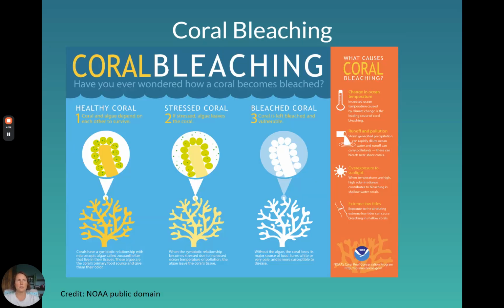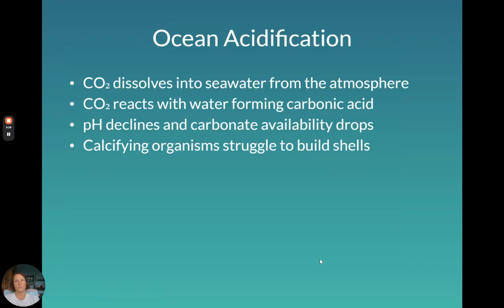We'll look at this again next week, but this is just showing essentially a healthy coral, a stressed coral, and a bleached coral. And you can pause here and read all of it if you'd like to, but what causes coral bleaching in general is increase in temperature, runoff and pollution, and overexposure to sunlight. So if we have more solar radiation than normal, that can cause coral bleaching as well. Extreme low tides can actually cause overexposure to sunlight. So these things all work in conjunction with each other to cause coral bleaching.